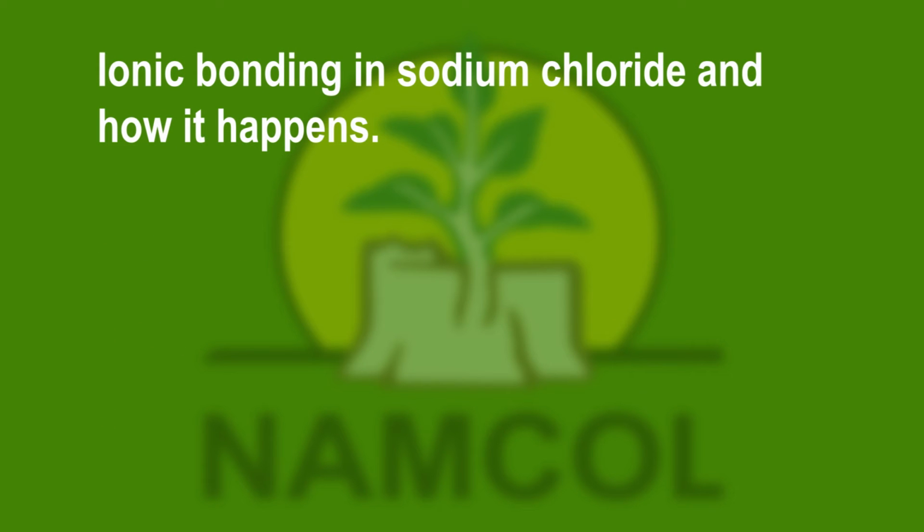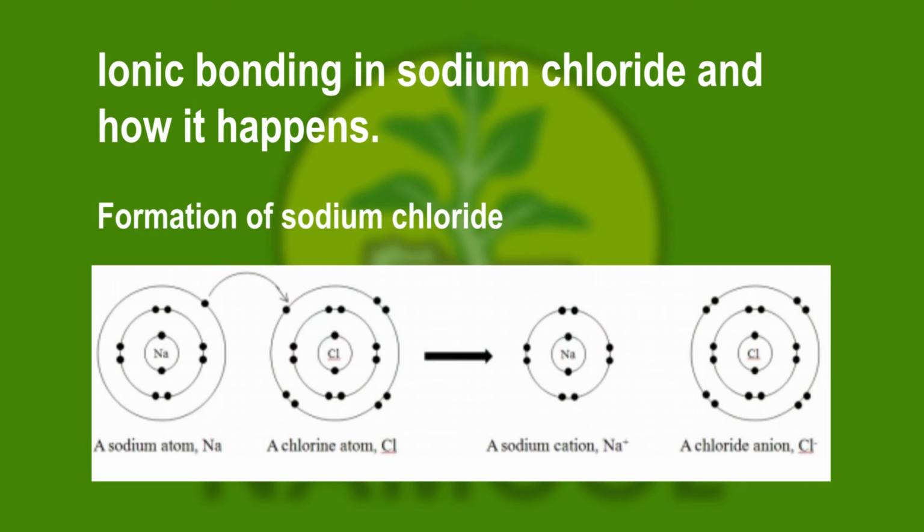Now let us look at the drawing of ionic bonding in sodium chloride and how it happens. Sodium loses one electron and chloride takes that electron. After the transfer of the electrons, each atom forms an ion. These ions have opposite charges and will attract each other. This is called electrostatic charge. Both of the ions have a full outer shell of electrons. They will now attract each other with electrostatic forces.